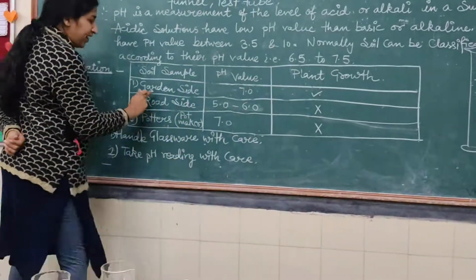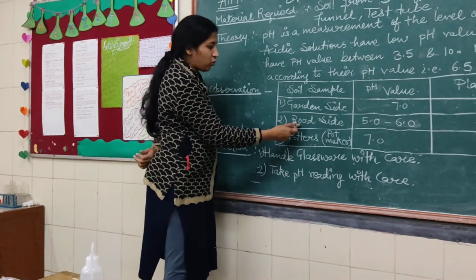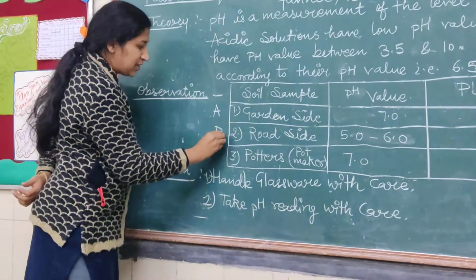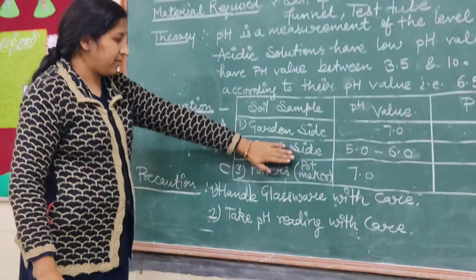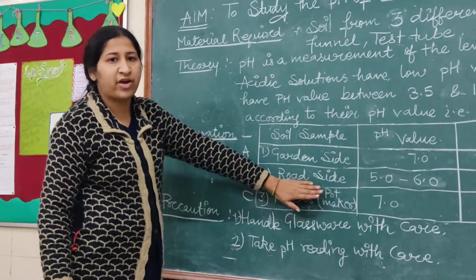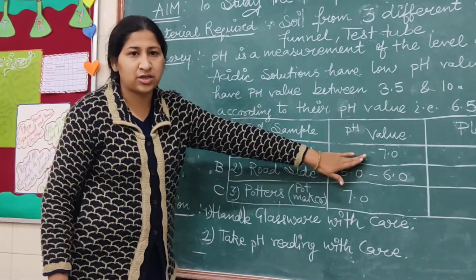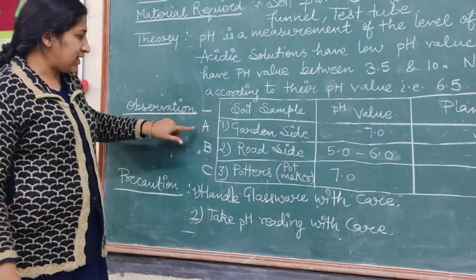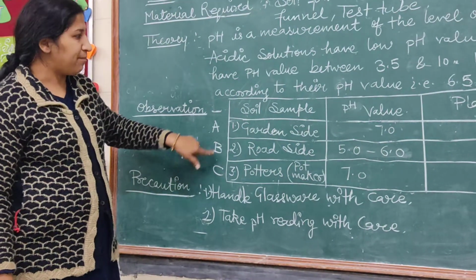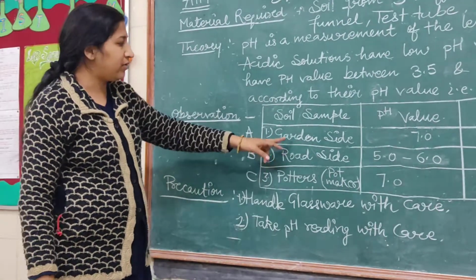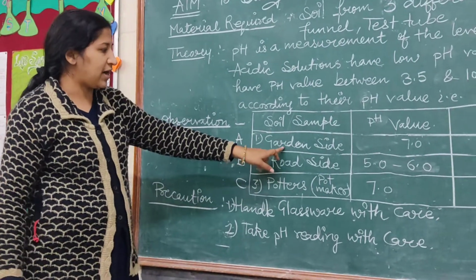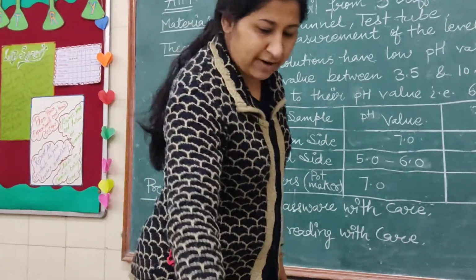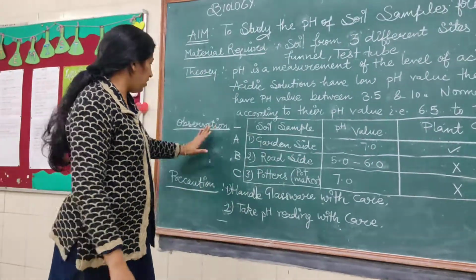In the exam, instead of garden side, road side or potter side, we can write sample A, sample B, sample C. You have to identify yourself, according to the pH, which you will prefer, whether it is good for plant growth or not. So in the exam you have to write sample A, sample B, sample C. But here I am telling you that we had taken the samples from 3 sides, that is garden side, road side and potter side. Then we performed this practical, and after doing this practical, we made this observation table.